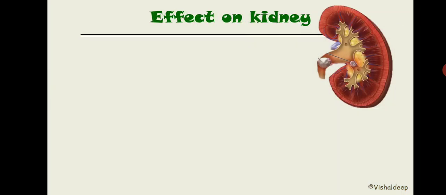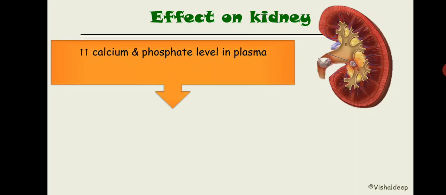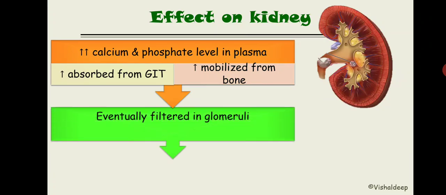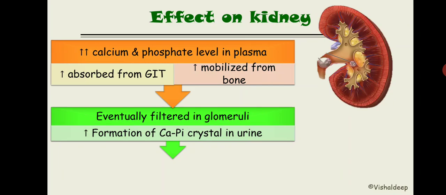Now the effect on the kidney. As far as hyperparathyroidism is concerned, there is more calcium and phosphate in the plasma because of increased absorption from the GIT via vitamin D and increased mobilization from the bone. Eventually all the calcium and phosphate goes to the kidney and is filtered, and there is increased formation of calcium phosphate crystals in the urine, that is, the renal stone.